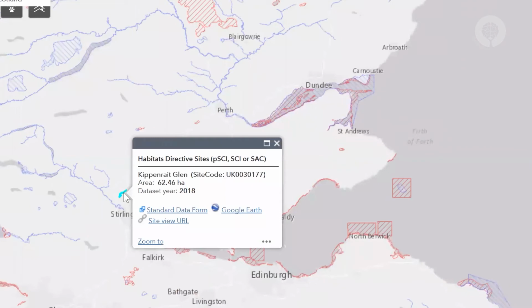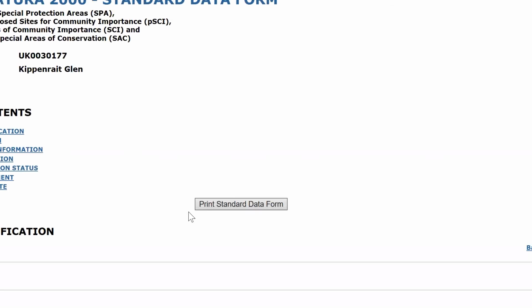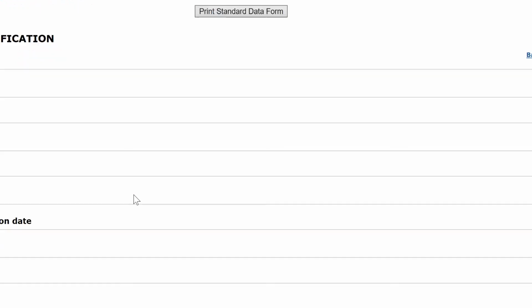It's telling me what it's been designated under. It will, once you open it up. It's telling me it's an area of 62.46 hectares, and it's called Kippenrake Glen. And if I then click on to the standard data form, for those of you who are familiar with this, hopefully this will download. So it should open up the standard data form for this Natura 2000 site, and there it is.